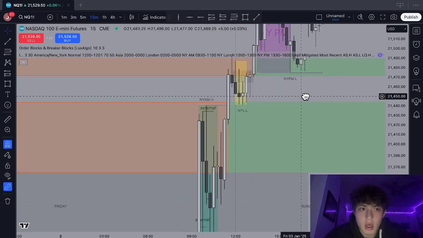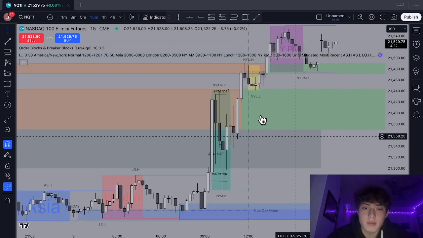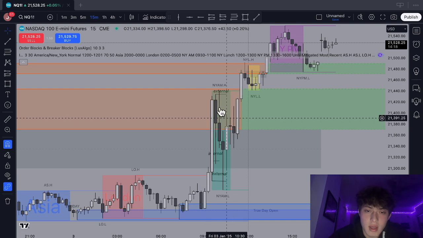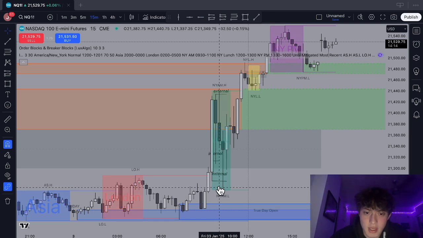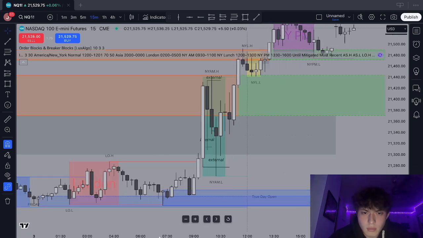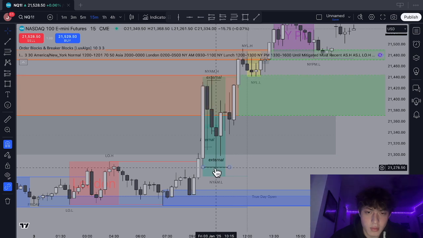So let's just hop into this little example right here. So see here, boom, price taps into this order block, bounces off it, have all this movement down here, go down, down, down, down, take out this external liquidity that I actually have marked out from the previous video. It's a pretty nice example actually. So price hits order block, takes out external liquidity, and then moves back up.